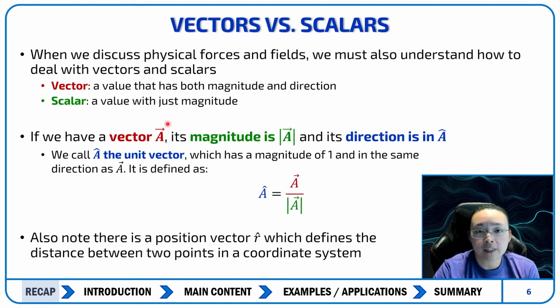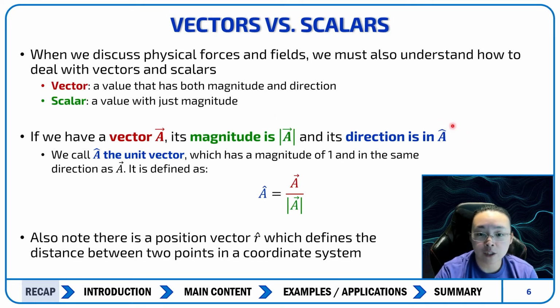So if we have a vector A with this arrow on top to represent its vectorial component, its magnitude is represented by the absolute value bars of A, and its direction is an A hat. Keep in mind the different notation for each of these. If we're just talking about the vector itself with a magnitude and a direction, we have A with the arrow. For a magnitude, we have the 2 bars, and for a direction, we have the A hat.